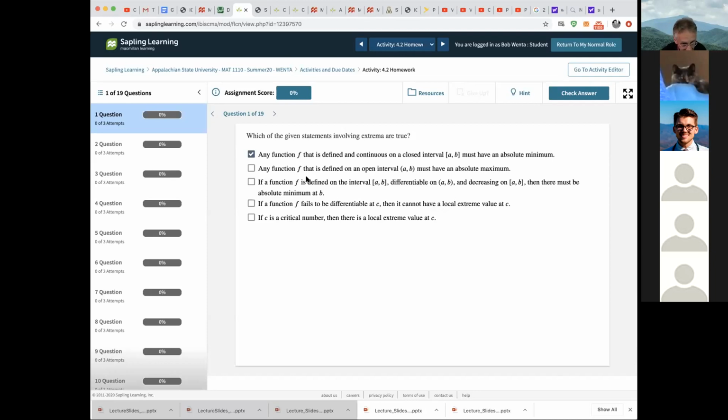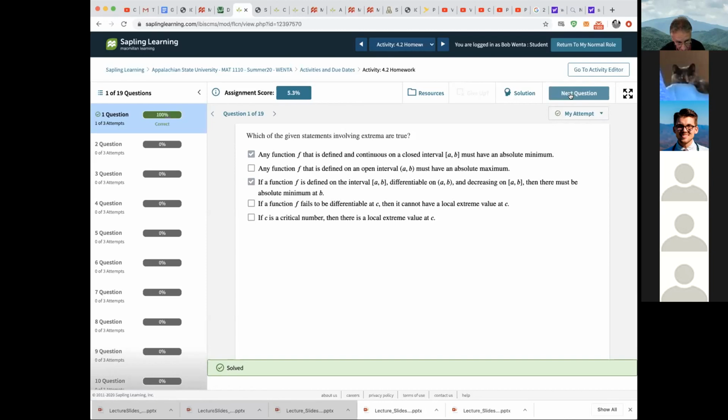But if the function is defined, differentiable, and decreasing on a closed interval, there must be an absolute min. And that's one of the fundamental theorem situations. That's got to be true. Okay? So let's run the verify. Let's check the answer on this. And the crowd jumps up and down and says, did it say yes?